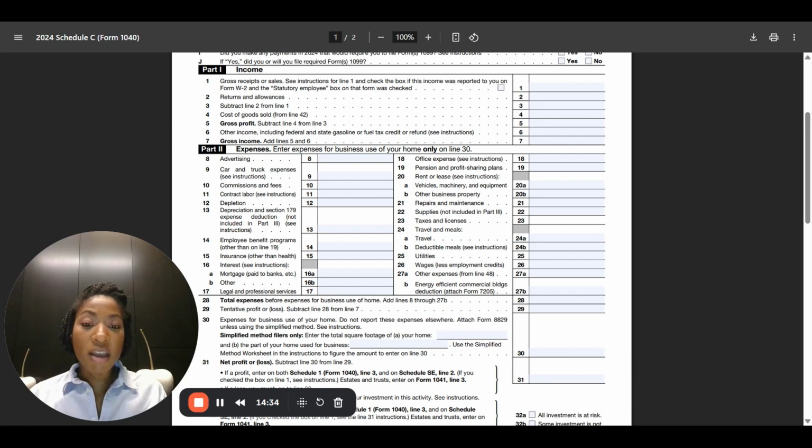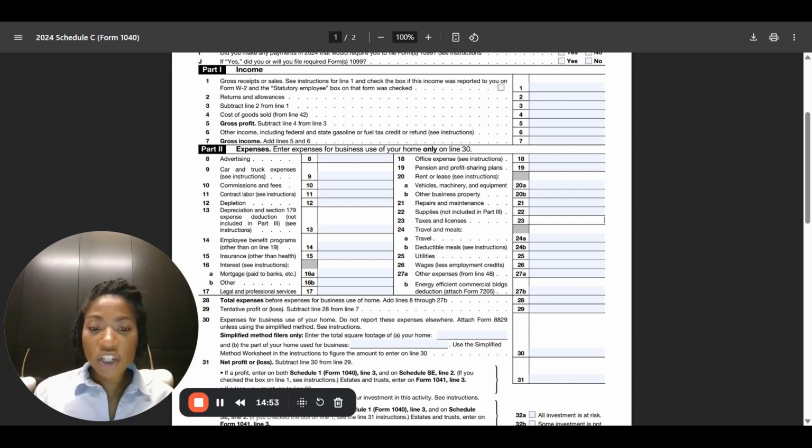And then on line 25, utilities. And so utilities is fairly self-explanatory. Again, you're going to be deducting utilities related to a commercial center. If you have utilities related to your home daycare, your family daycare, you're going to pick up those amounts in line 30.